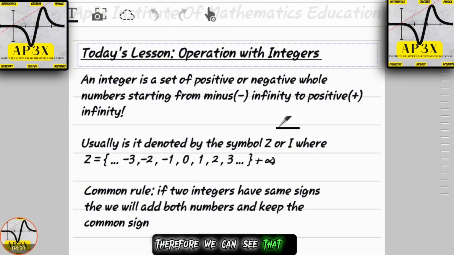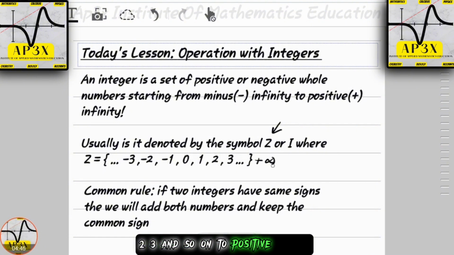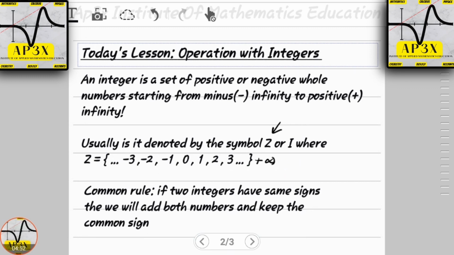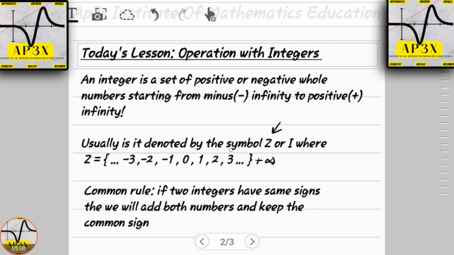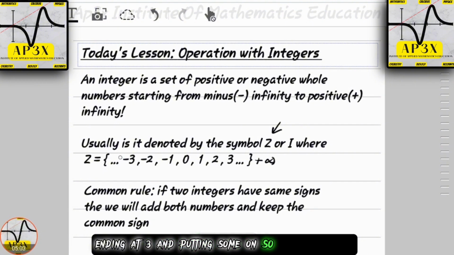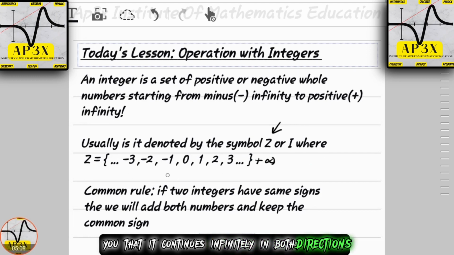So therefore we can say that Z equals the set of ... and so on, minus 3, minus 2, minus 1, 0, 1, 2, 3, and so on to positive infinity. Because obviously I don't have all the space to write out all the integers, which are infinite, I just listed a few, starting from minus 3, ending at 3, and putting some 'and so on' signs here to show you that it continues infinitely in both directions.